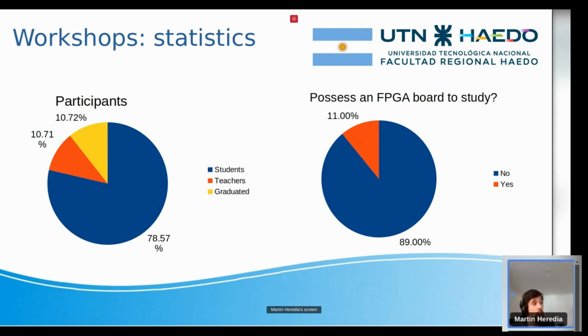Second, this, in my opinion, is the most important figure. This shows how many of them actually had an FPGA to practice and study with by themselves, and only 11% of them had an FPGA. So this reinforces the idea of bringing these tools to the university, particularly in Argentina, for the students, so they can start getting closer to this type of technology.